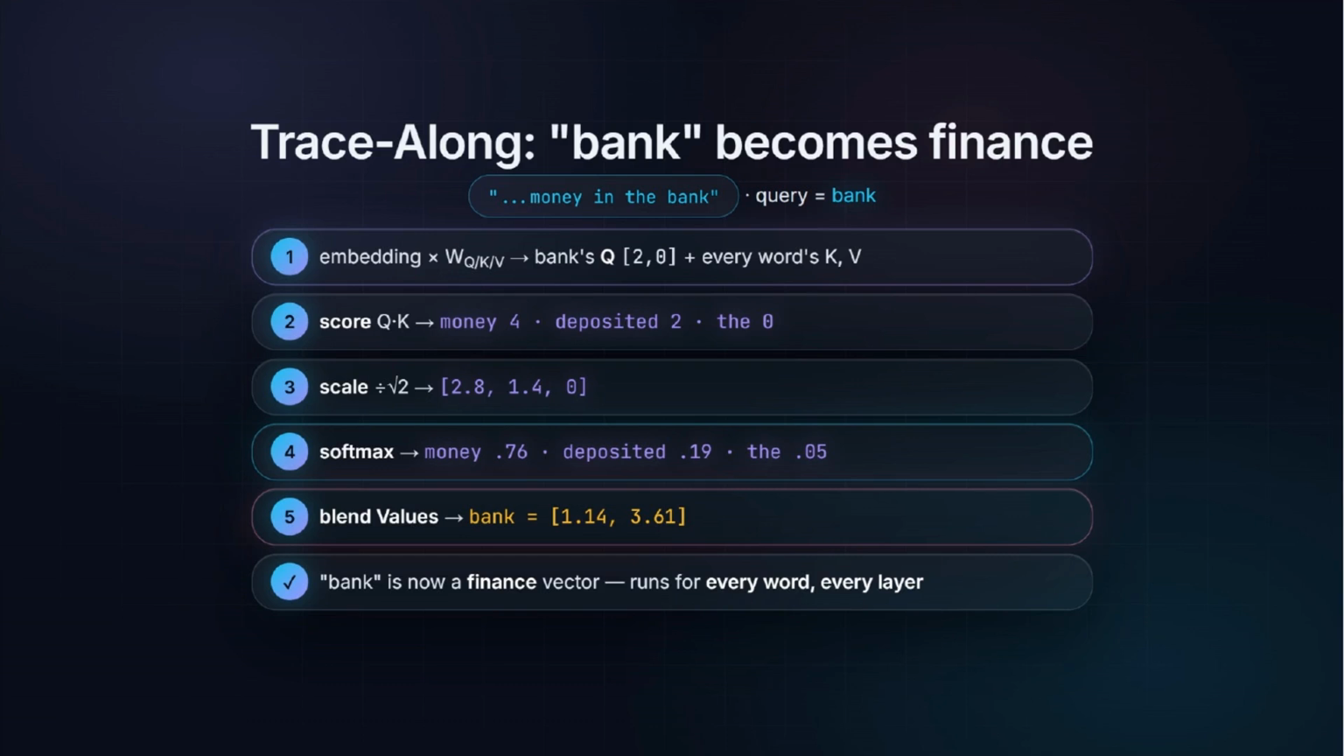Bank is now a finance vector, and crucially, this exact computation runs for every word in the sentence, in every layer, all at once. Score, scale, softmax, blend burn those 4 words in. That's attention for every token.